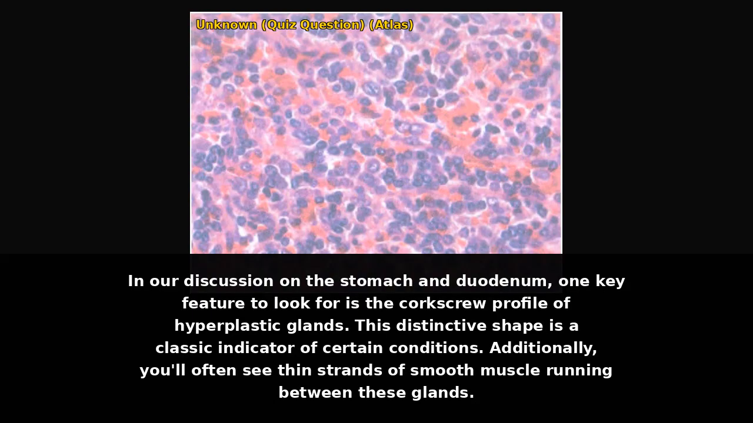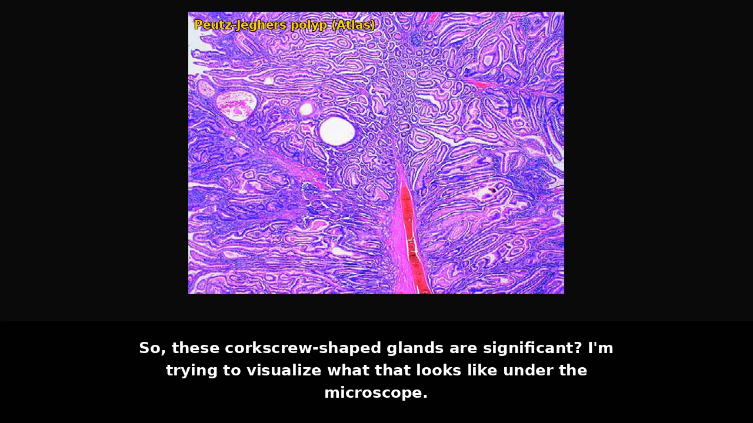In our discussion on the stomach and duodenum, one key feature to look for is the corkscrew profile of hyperplastic glands. This distinctive shape is a classic indicator of certain conditions. Additionally, you'll often see thin strands of smooth muscle running between these glands. So these corkscrew-shaped glands are significant? I'm trying to visualize what that looks like under the microscope.